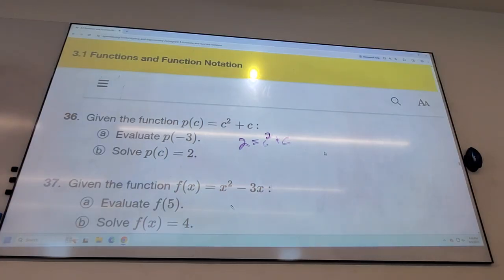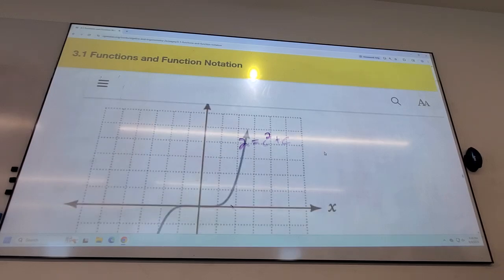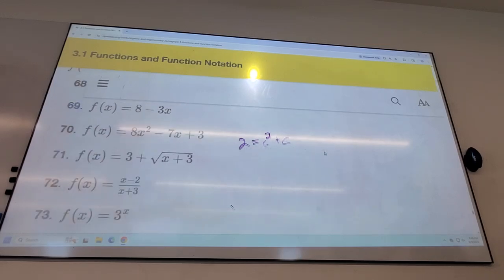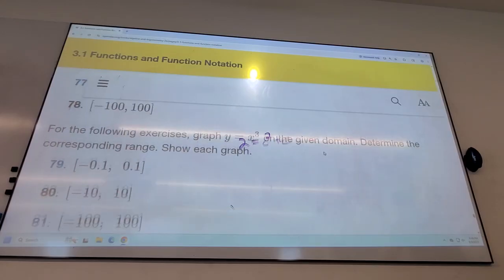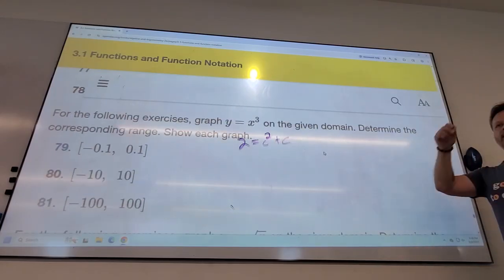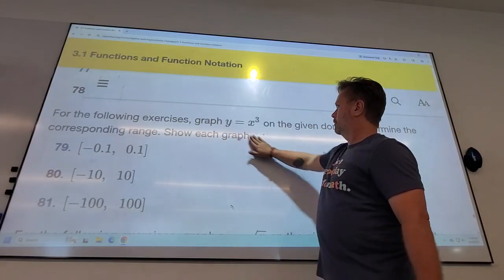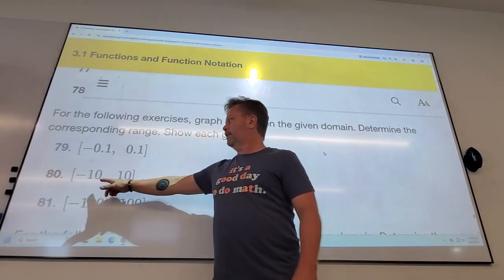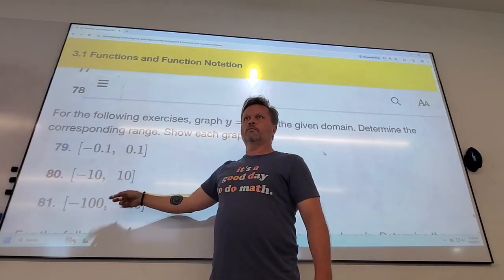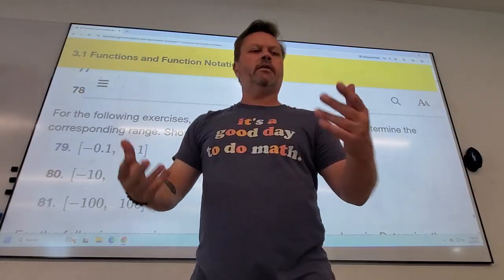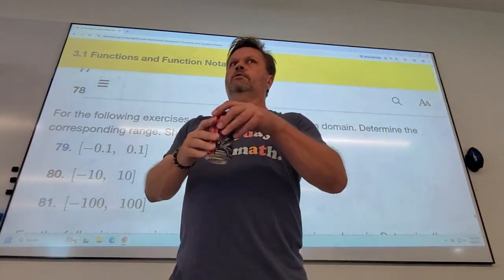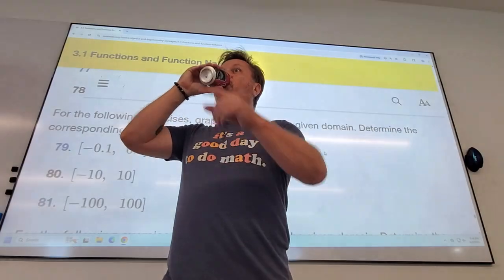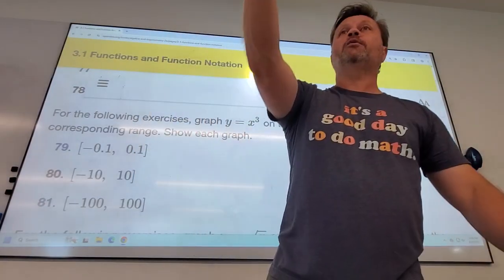All right, anything else from homework stuff? Oh yeah, okay. Y is x cubed, yes? No, y is x cubed. X goes from -10 to 10. To determine the range, tell me anything we know about range. Y-axis, it's all about the y's, yes?